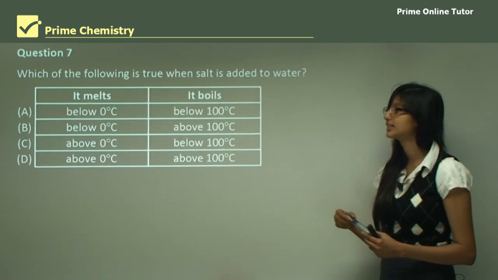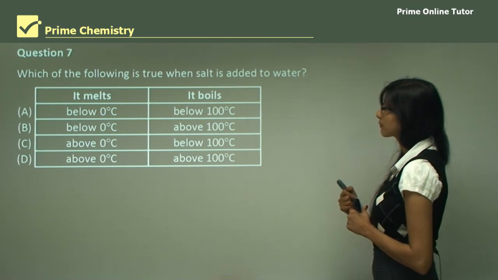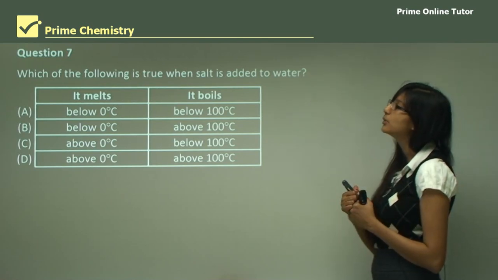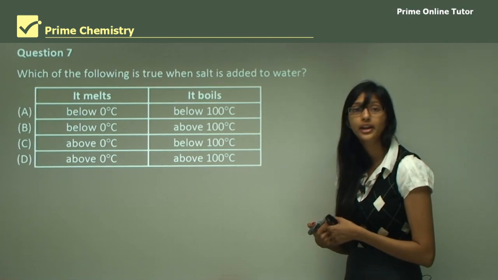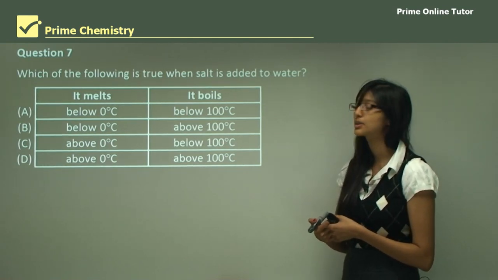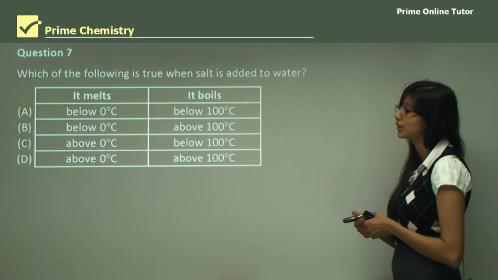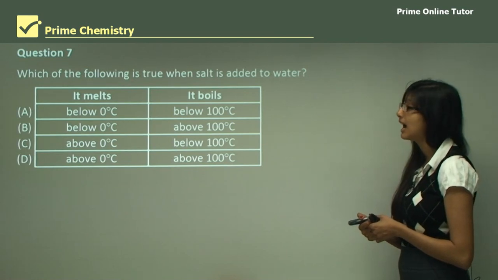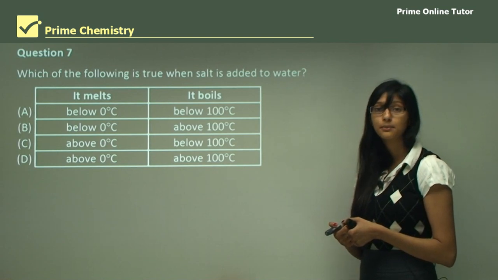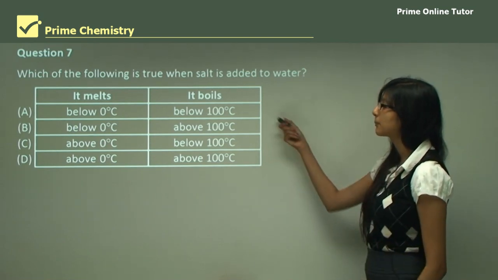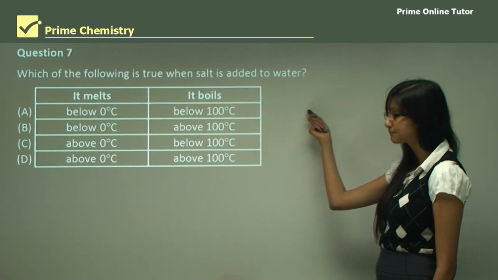Now let's look at question 7. Question 7 asks us which of the following is true when salt is added to water. Now we know that when salt is added to water, it lowers its freezing point. So water freezes at a much lower temperature. Therefore, option A tells us that it melts below 0 degrees and it boils below 100 degrees. Now this is false, because we know that salt lowers the freezing point of water, and therefore the melting point and boiling point must be higher than 0 degrees and higher than 100 degrees Celsius.